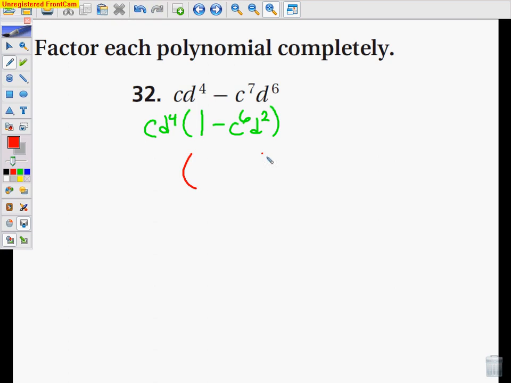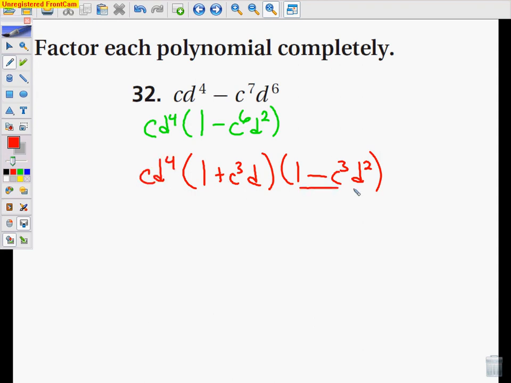So, put in your 2 parentheses. Put the square root of the first one in the first position. Square root of 1 is 1. The square root of c to the 6th is c cubed. Square root of d squared is d, so you're going to put those in there. Once again, 1 is a plus, 1 is a minus, and then we're going to drop down our GCF.